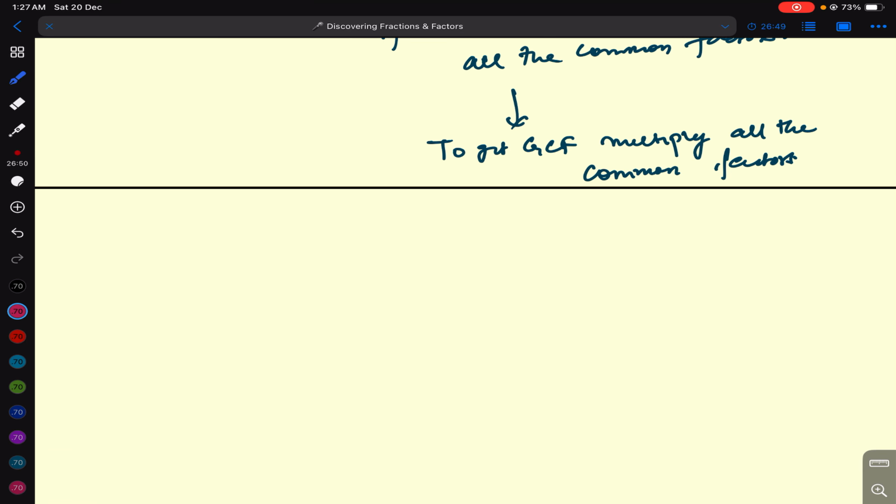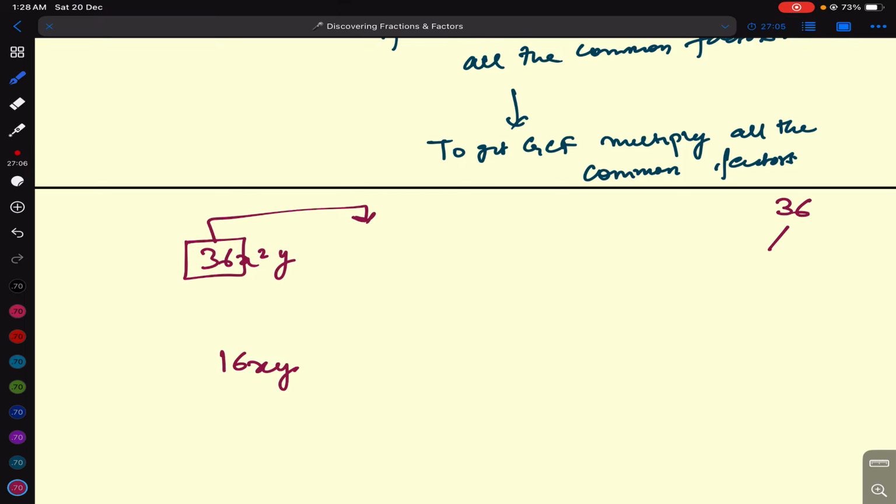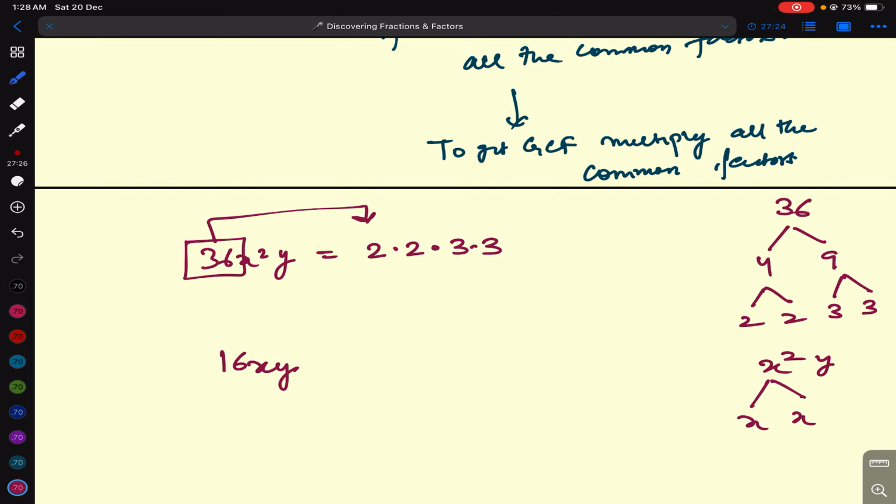So the first expression that we had was 36x squared y. The second one is 16xy, right? Now, if you see this 36, it can be written as 4 times 9, 4 can be written as 2 times 2, and 9 can be written as 3 times 3. So can we write it as 2 times 2 times 3 times 3 times, and then we have x square y. x square is x times x, and this is y. So it will be x times y.